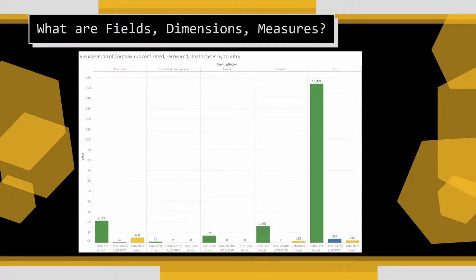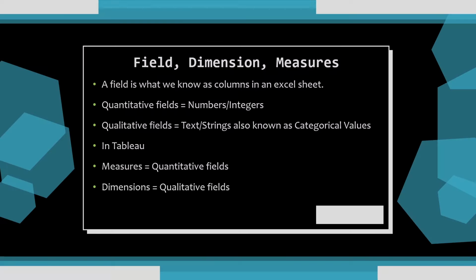What are fields, dimensions, and measures? Let's find out. A field is what we know as columns in an Excel sheet. Quantitative fields are what we call numbers and integers. And qualitative fields are what we know as text and strings, and this is also what we know as categorical values. In Tableau, Tableau assigns quantitative fields to measures and qualitative fields to dimensions.